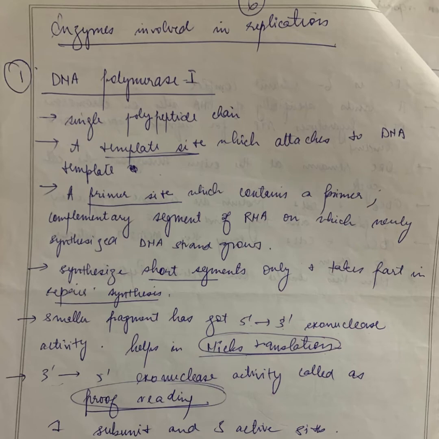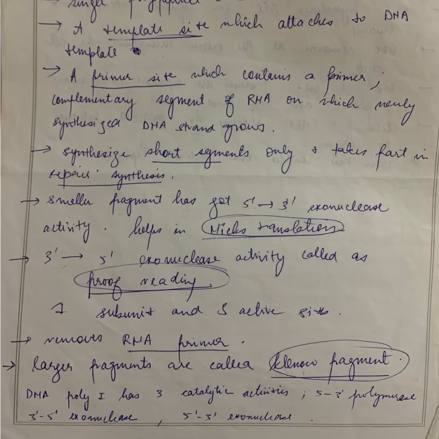It is a single polypeptide chain with a template site which is attached to the DNA template. It has a primer site. It synthesizes short segments only and takes part in repair synthesis. The smaller fragment has 5' to 3' exonuclease activity, and it helps in nick translation. In the 3' to 5' direction, it has exonuclease activity which helps in proofreading. It helps in removing the RNA primer, and the larger fragment is also known as the Klenow fragment.